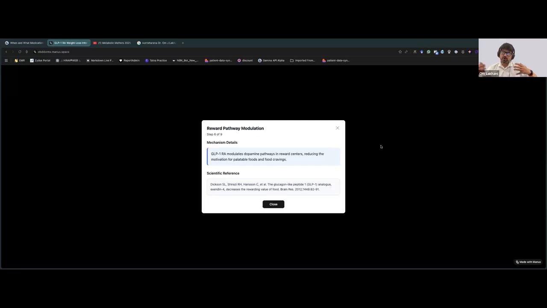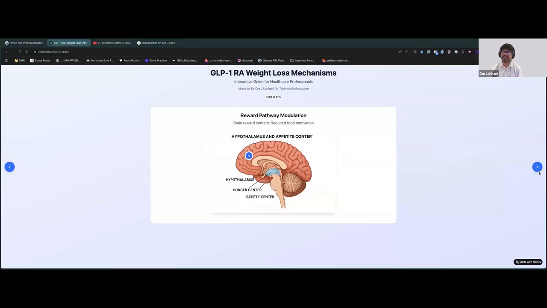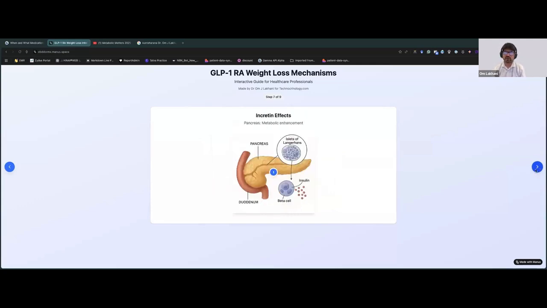There is a reward. So the body feels rewarded when it eats certain food, and hence there's a double feeling of wellness. And this is not blunted, but actually regulated by the GLP-1 RAs, right? So these are all sectors.